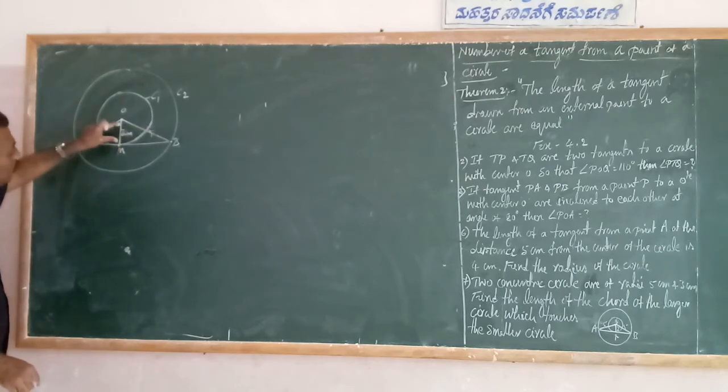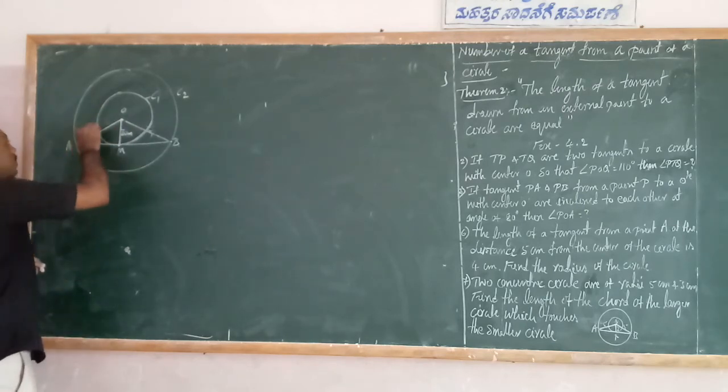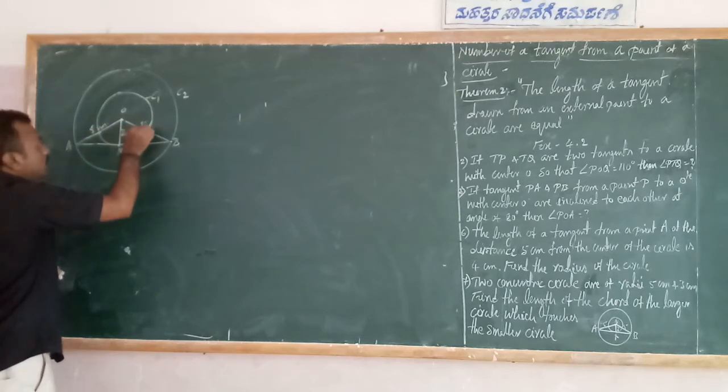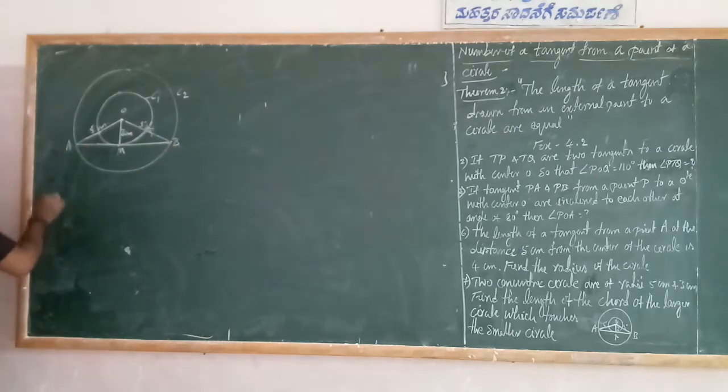So OM is the radius of a smaller circle. The length of the radius is 3 centimeter, and OB and OA are the radii of the larger circle. The length is 5 centimeter. This is also 5 centimeter, and this is also 5 centimeter. We have to calculate the length of the chord of the larger circle. Yes, students.